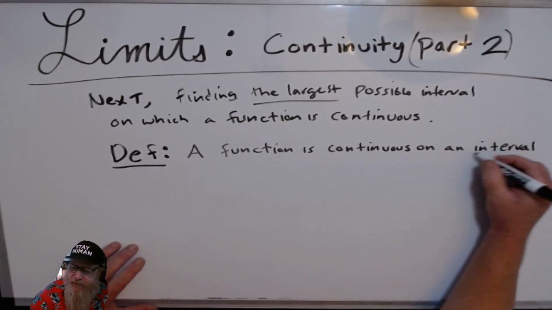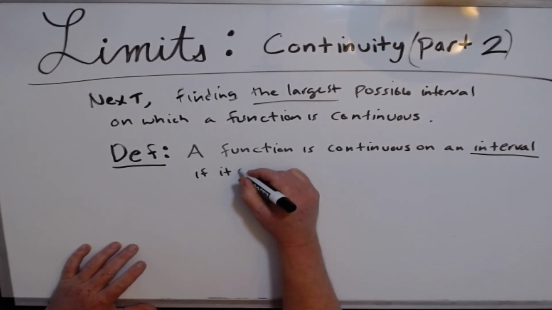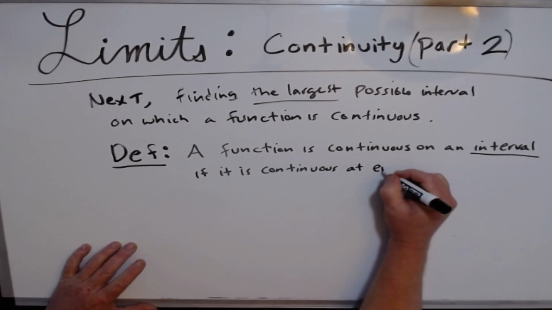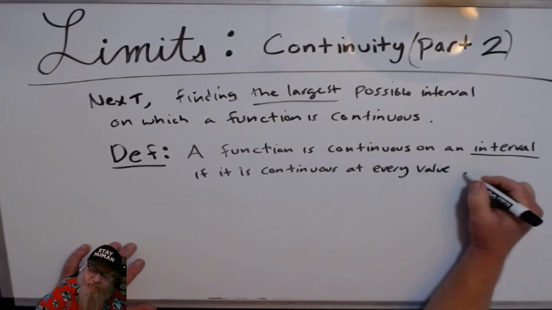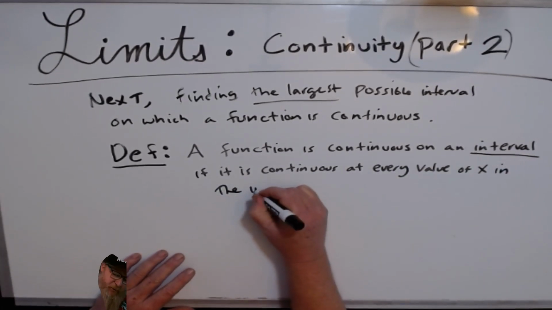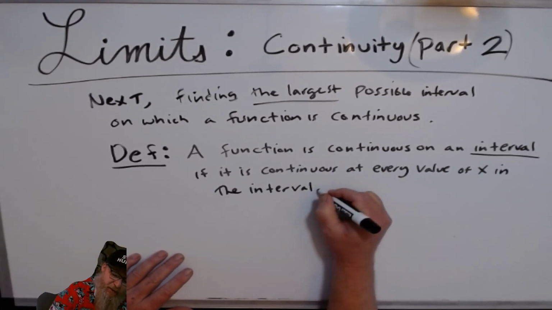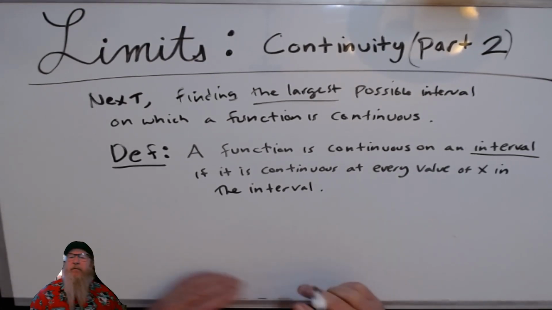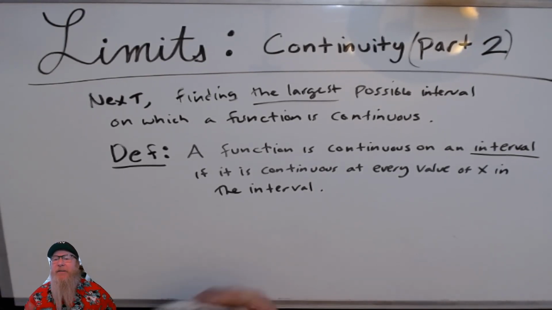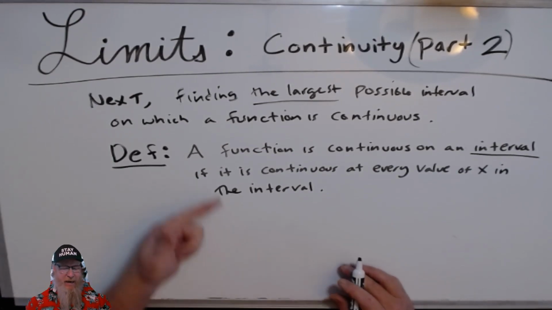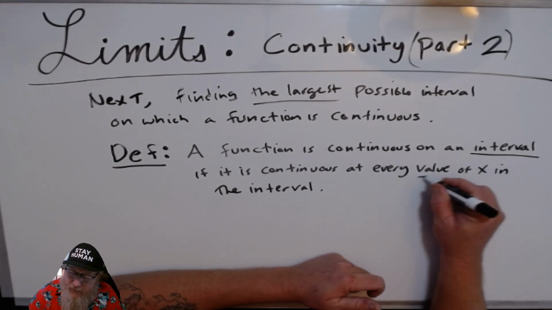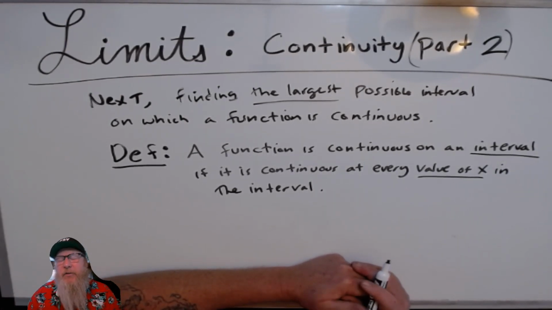And the definition is so obvious. It's almost a waste of space to write the definition of continuous on an interval down. It's a very obvious and quite intuitive definition. A function is continuous on an interval if it's continuous at every value of x in the interval. So when we talk about intervals of continuity, we're talking about values of x.